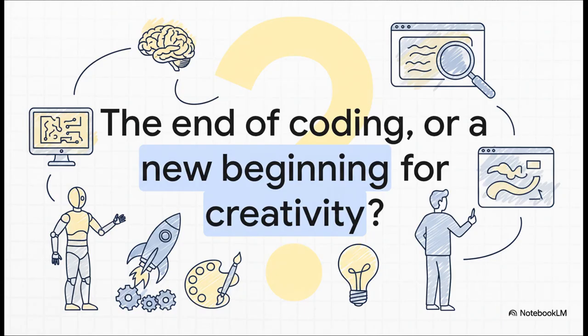Which, of course, leaves us with a huge question to think about. Is something like anti-gravity the beginning of the end for coding as we know it? Or is it actually a new beginning? A future where all the grunt work is automated, freeing us up to be more creative, more ambitious, and to build bigger and better things than we ever thought possible.